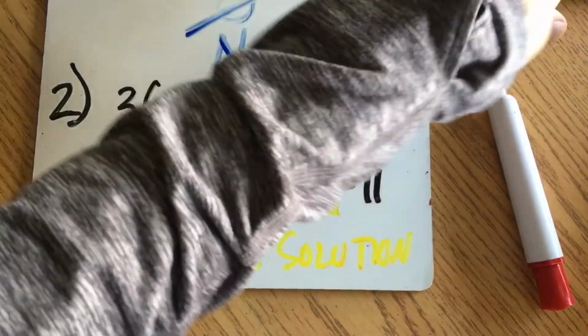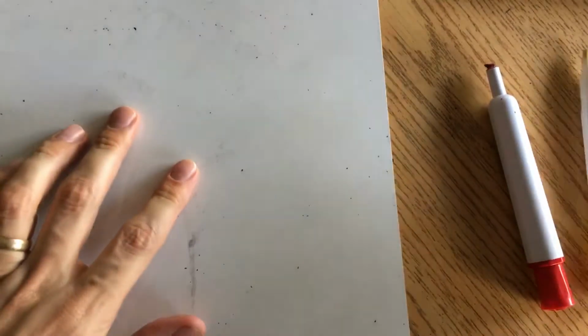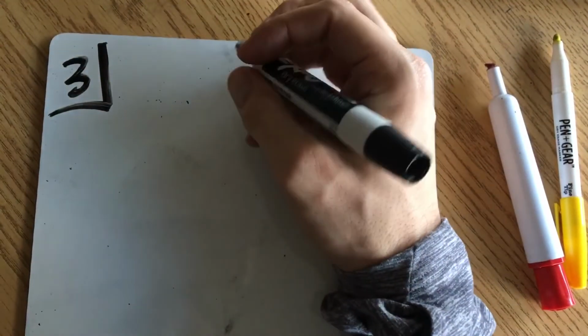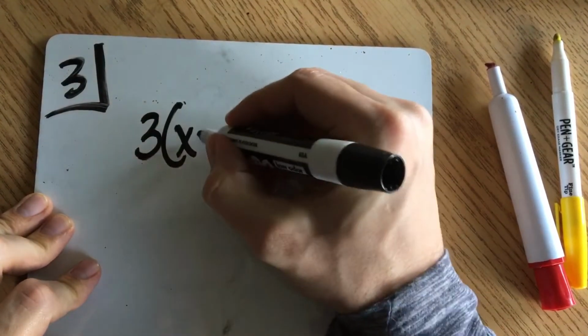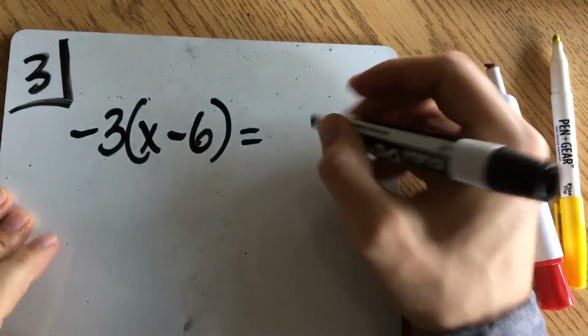Okay, and I'll do one last one. Promise this is the last one. Don't want this to go past 15 minutes. One grand finale question, number 3. So we're going to do, let's see. You know what, I'm even going to put a negative out here just to give you some practice with negatives.